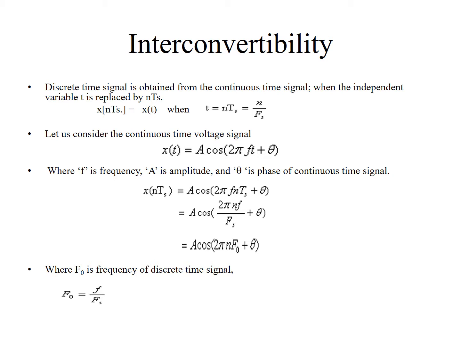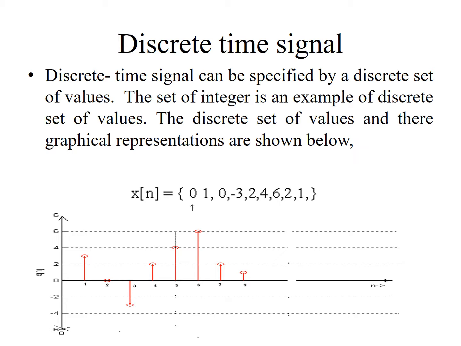This can be mathematically represented as F0 equal to f upon Fs, where small f is nothing but the analog frequency, capital Fs is nothing but the sampling frequency, and F0 is the discrete frequency, or we can say digital frequency. Hence the discrete time signal can be specified by a discrete set of values. The set of integers is an example of a discrete set of values, and the example is shown below, that is x of n equal to 0, 1, 0, minus 3 and so on. The arrow indicates that the 0 below it is the sample at the origin, and similarly it is represented in the graph.